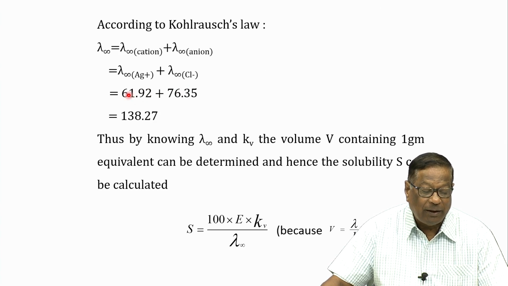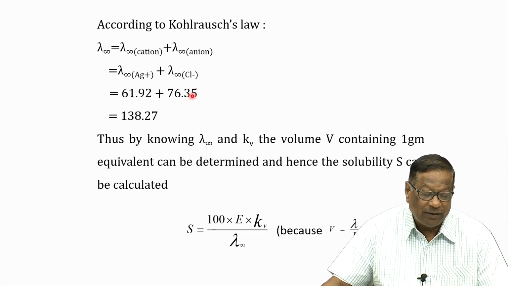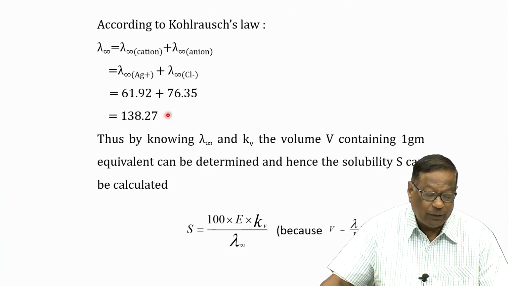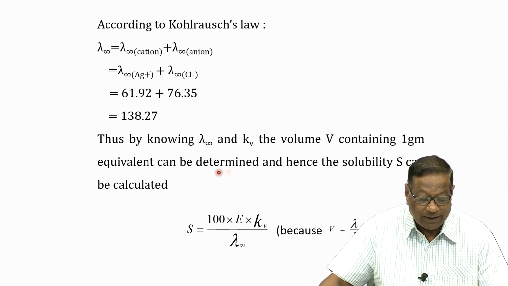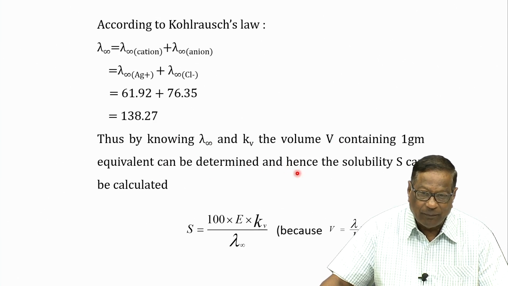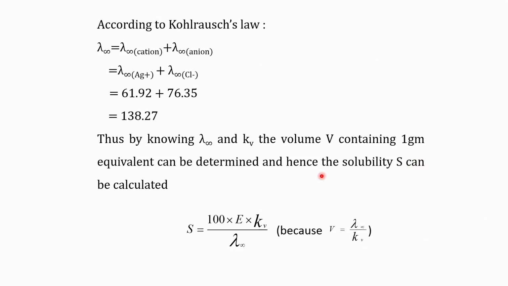From that table I draw the number 61.92 for silver, and for chloride it is 76.35. So, the total is 138.27. Okay. So, by knowing lambda infinity and Kv, the volume V containing 1 gram equivalent can be determined, and hence the solubility S can be calculated.